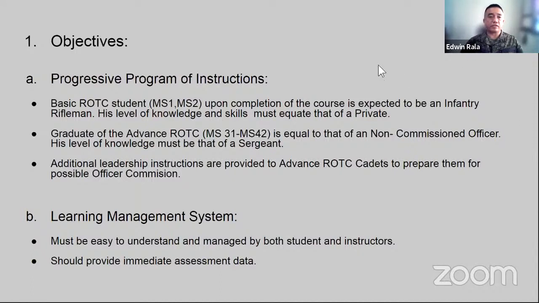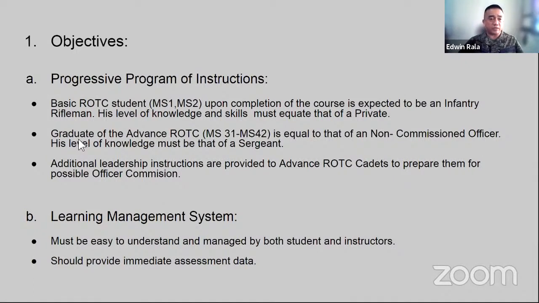Number 1. For those who have no idea about ROTC, we have basic and advanced ROTC. Basic ROTC covers those taking Military Science 1 and Military Science 2, one semester each, so the total basic ROTC training is two semesters. What is the objective for them under the progressive program of instruction? Upon completion of the course, basic ROTC students are expected to be infantry riflemen, with a level of knowledge and skills equal to that of a private.